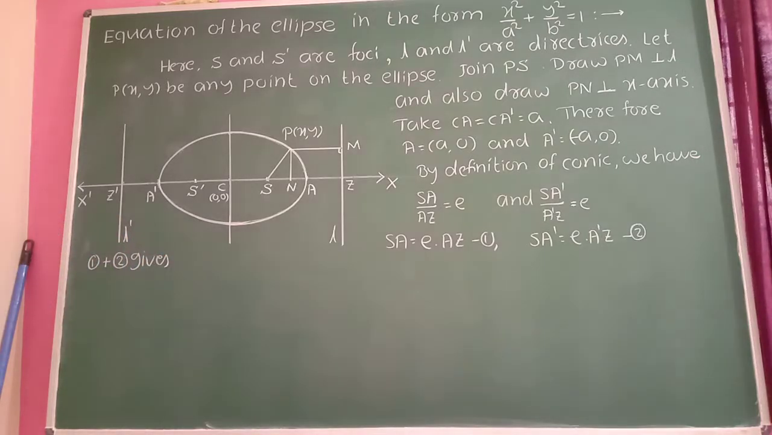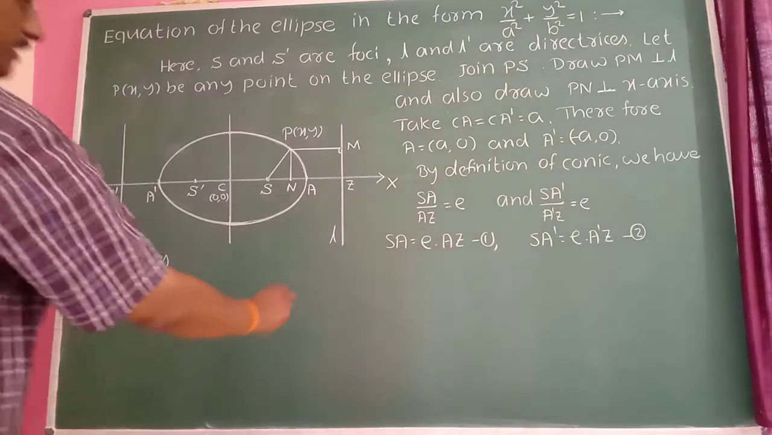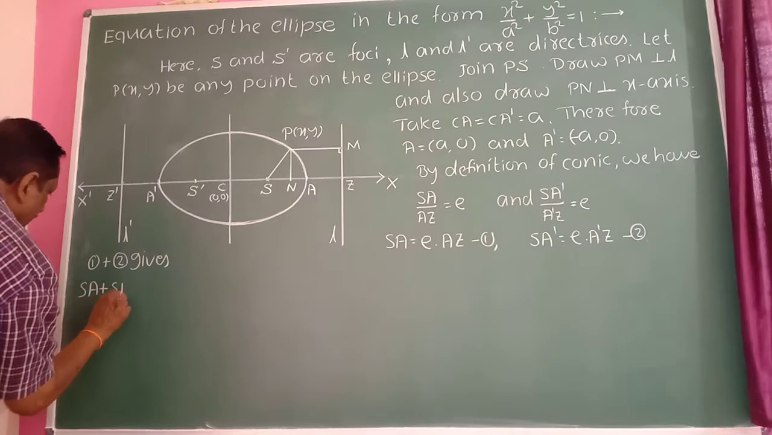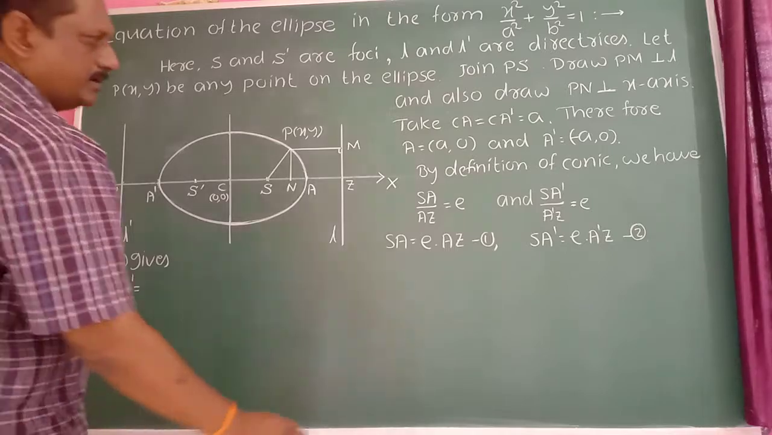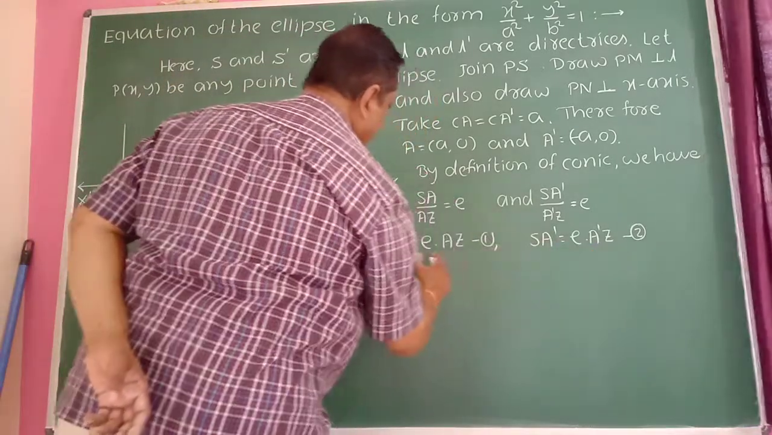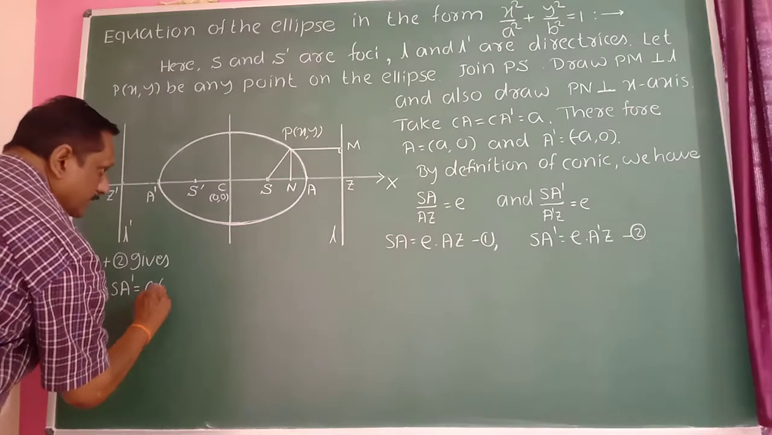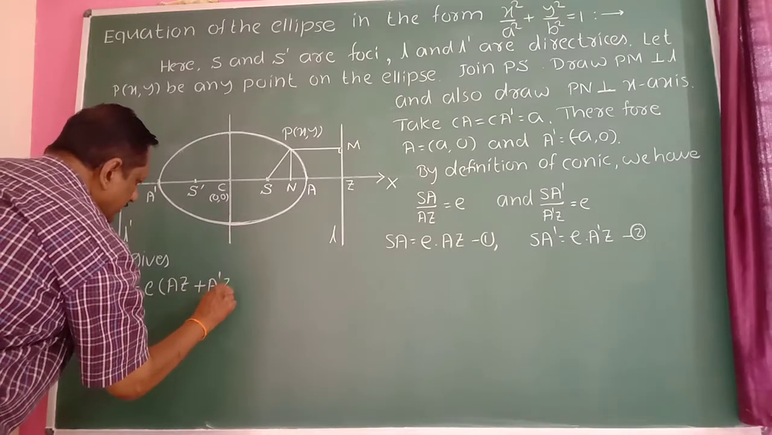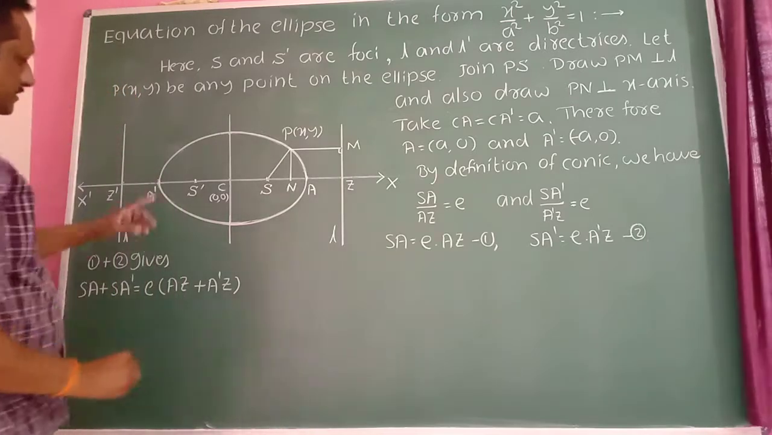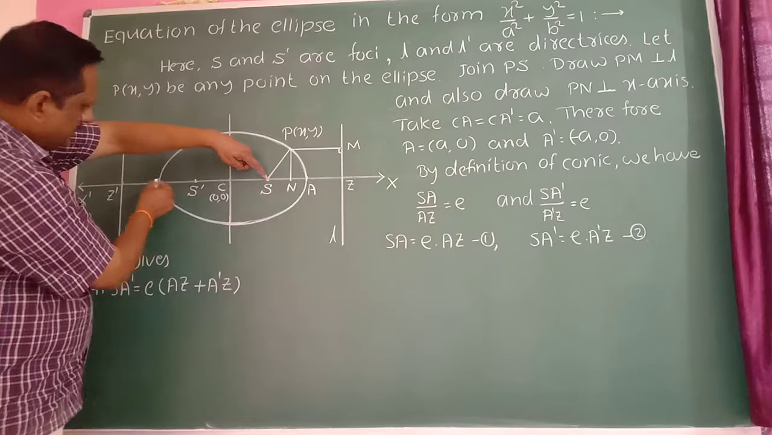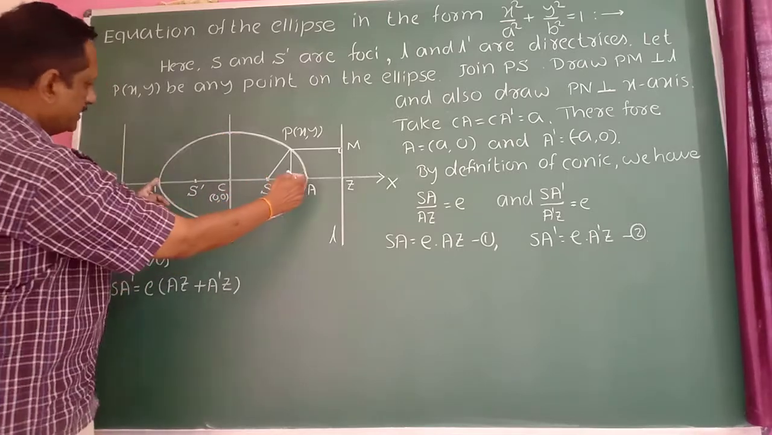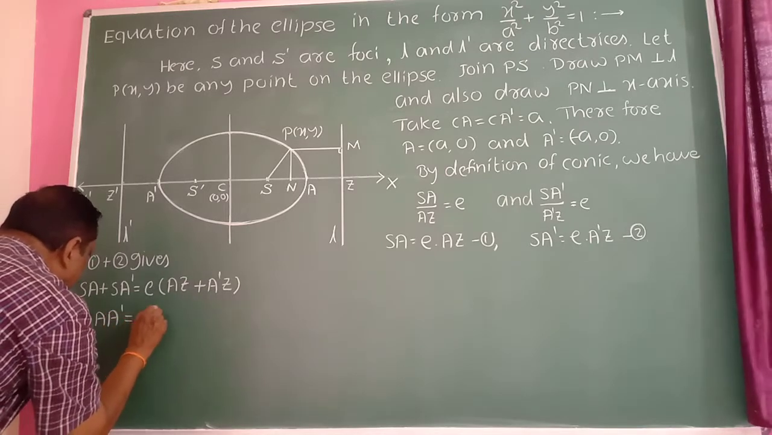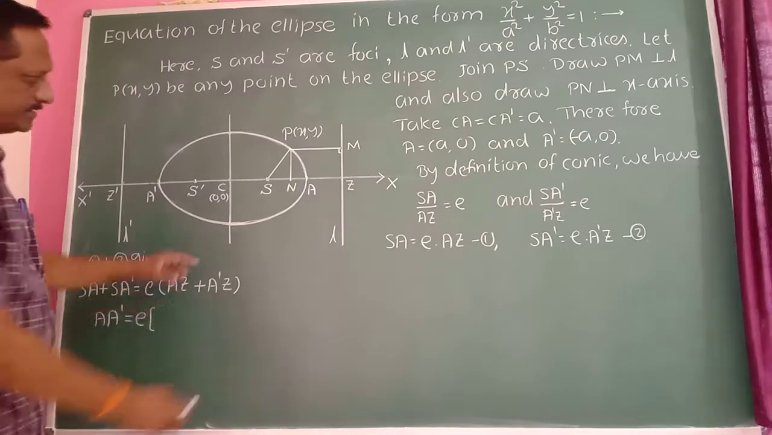Adding equations 1 and 2, therefore SA plus SA dash is equal to e AZ plus e into A dash Z. e is the common factor, so write e outside: AZ plus A dash Z. Then SA plus SA dash, just observe the diagram, becomes A dash. So this is A dash.